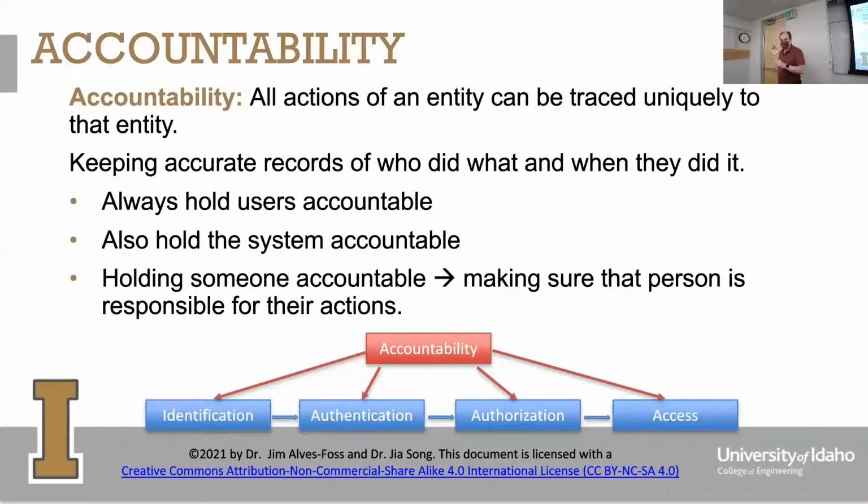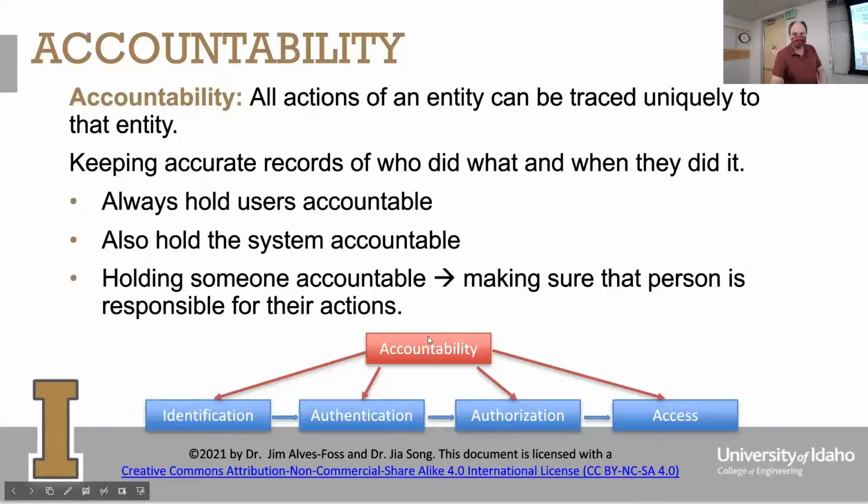So accountability: all actions of an entity. And we say entity, not user, because it could be a computer. It could be some other device on the network. Those actions can be traced uniquely to that entity. That's what we want for accountability. So keeping accurate records of who did what and when they did it is important. We should always hold users accountable, and hold the system accountable. Holding someone accountable means making sure that person is responsible for their actions.